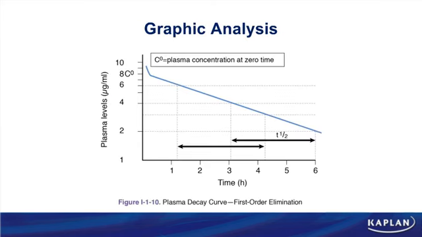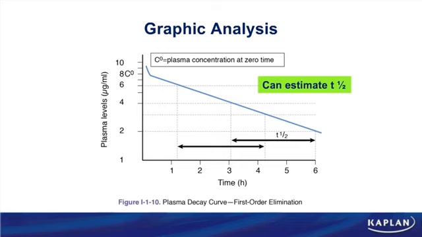So in this graph, we're plotting time versus plasma levels of the drug. In this type of graph, we can actually estimate half-life. And if I can estimate half-life and get a consistent half-life, I know that I'm dealing with first-order kinetics. I know that that's what I'm dealing with.